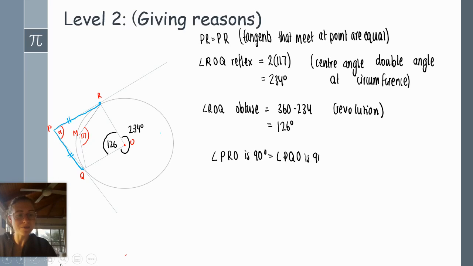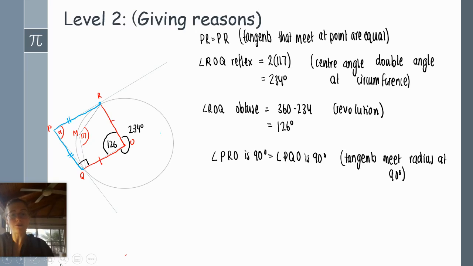Oh, here we go. We have some other facts. We know that PRO has to be 90 degrees because PR is a tangent, RO is the radius, and tangents meet the radius at 90 degrees. I think where I'm going is looking at this quadrilateral and trying to find the angle sum. This can be the same as PQO and PRO. Both of these will meet their tangents at 90 degrees.